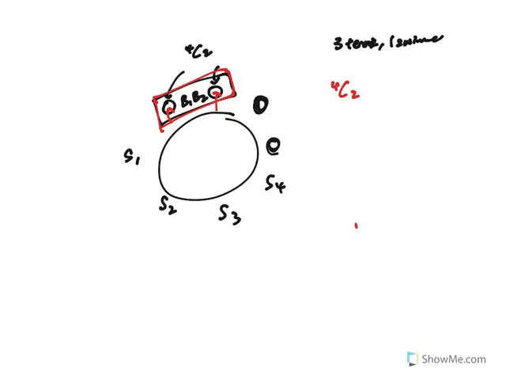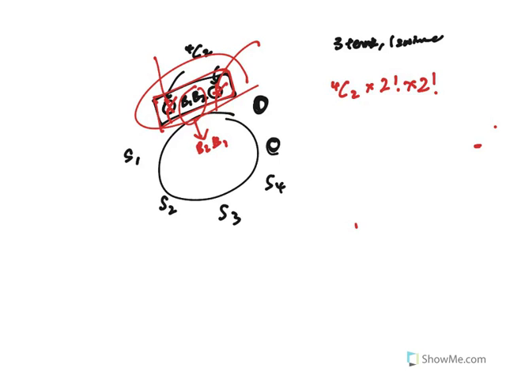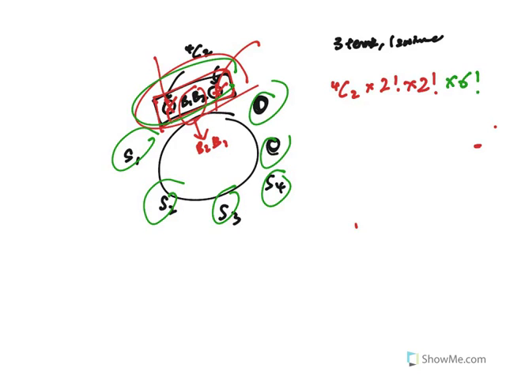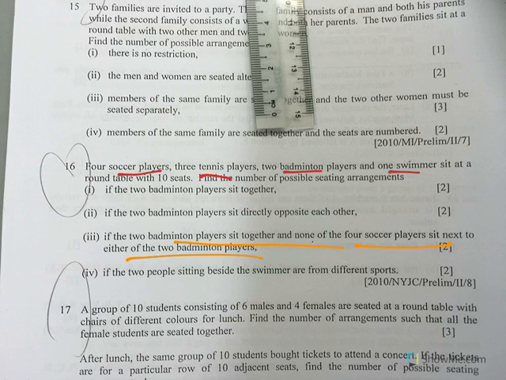The badminton players can arrange among themselves, B1 B2 or B2 B1, so that's 2 factorial. These 2 can also swap, so it will be 2 factorial. Then looking at the number of units, 1, 2, 3, 4, 5, 6, 7, the number of ways to arrange will be 6 factorial. So the answer comes out to be 17280.